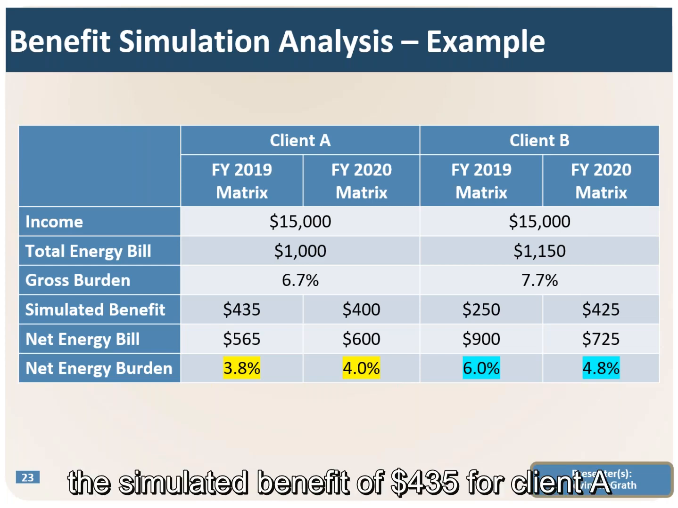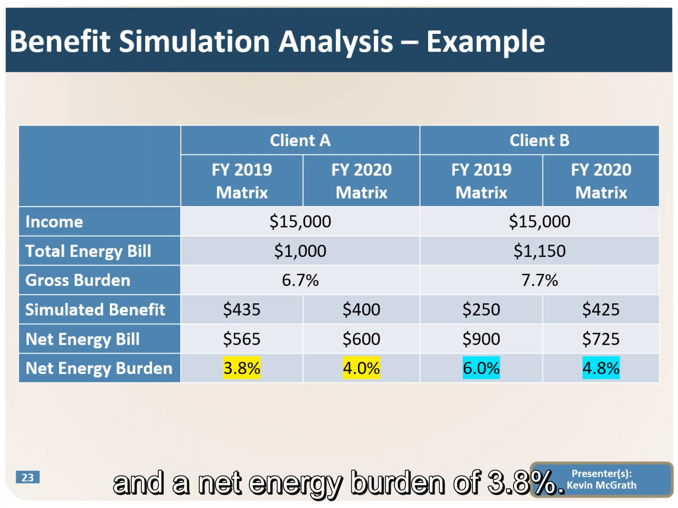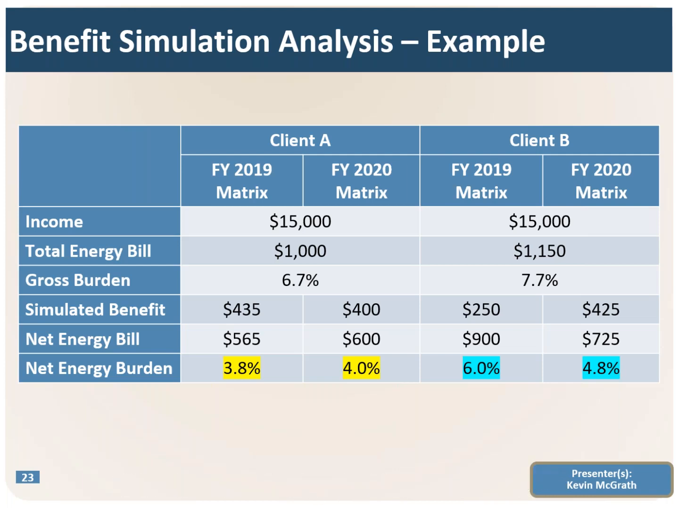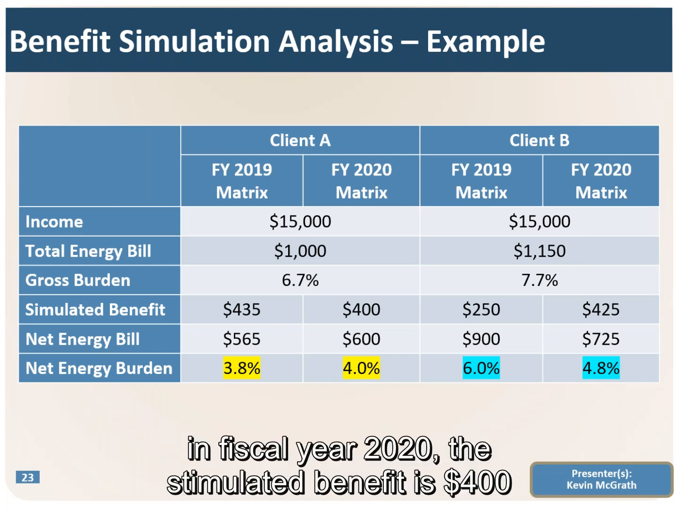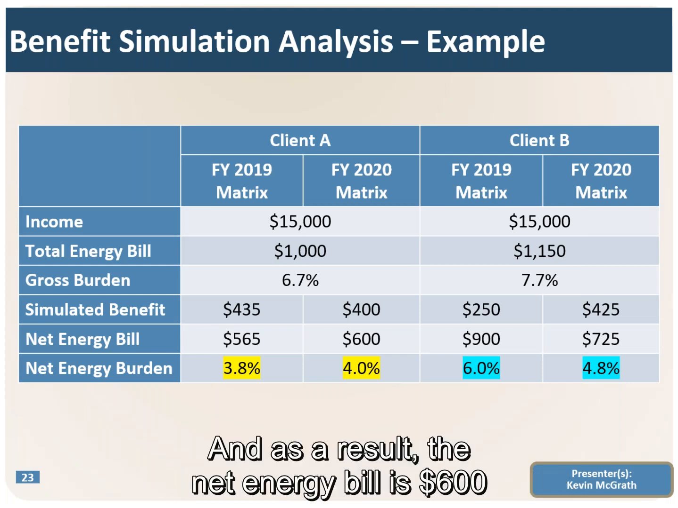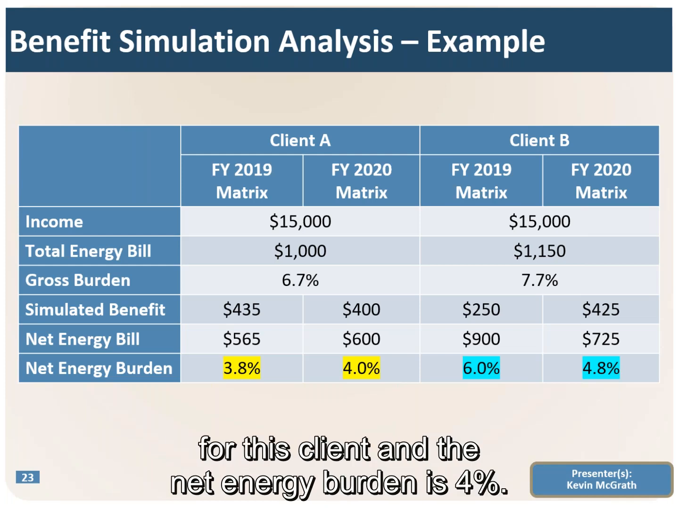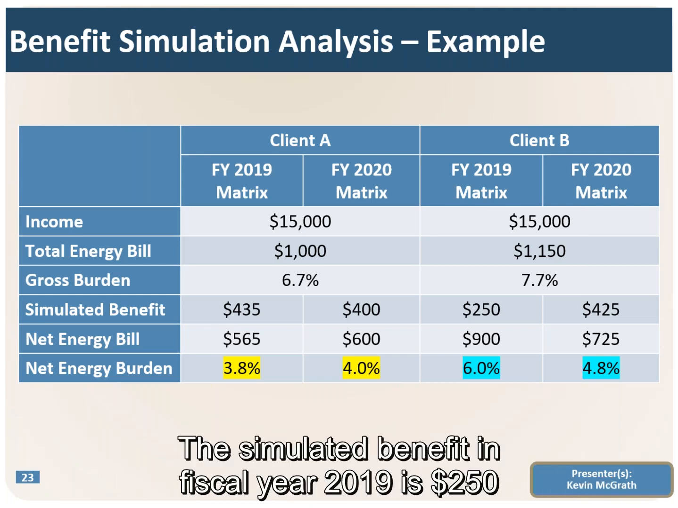So in this example, we see that under the old benefit matrix used in fiscal year 2019, the simulated benefit of $435 for client A results in a net energy bill of $565 and a net energy burden of 3.8%. But under the benefit matrix used in fiscal year 2020, the simulated benefit is $400, a little bit less than the 2019 matrix. And as a result, the net energy bill is $600 for this client and the net energy burden is 4%.